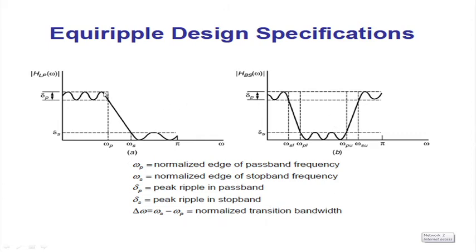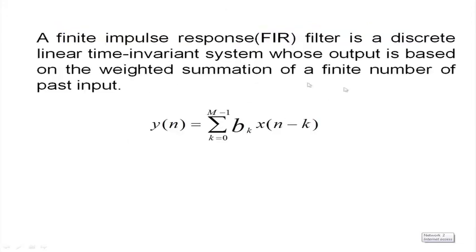So, this point to this point is called the normalized transition bandwidth. This is the passband frequency, and this is the stopband frequency where I want to stop the filter. So, this bandwidth is called the transition bandwidth. Okay. So, how to implement the FIR filter?